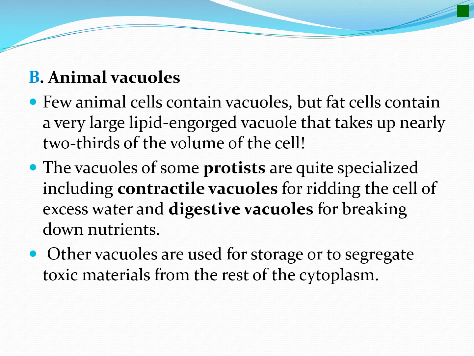in order to prevent bursting. Other vacuoles are used for storage or to segregate toxic materials from the rest of the cytoplasm. So when these vacuoles store toxic materials, it is to prevent them from dissolving in the cytoplasm, which finally can result in the death of a whole cell.